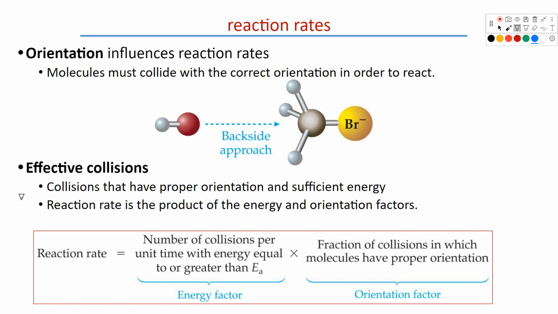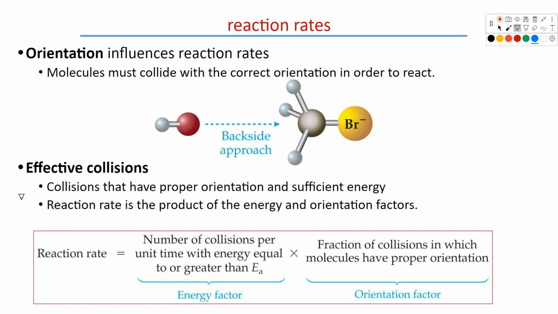Last slide for today. So orientation is the last thing that we talk about. This influences our reaction rate. This whole unit is about reaction rate. Molecules have to collide with the correct orientation in order to react. I think it's clear they call this the backside approach. Notice that bromine is attached on this side of the CH3. If the hydroxide hits in the correct spot, it can form its own bond and it will kick the bromine off. If the hydroxide is coming in from this side and bonking into the bromine, it will not kick the bromine off. So it has to have the correct orientation.